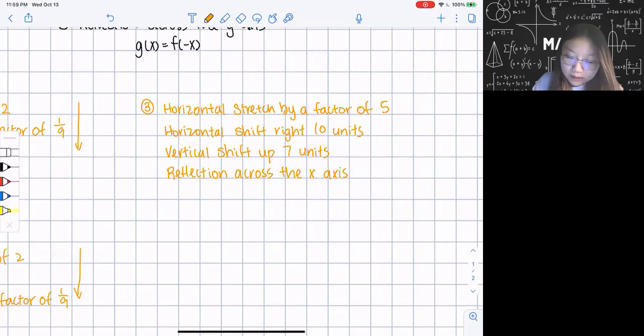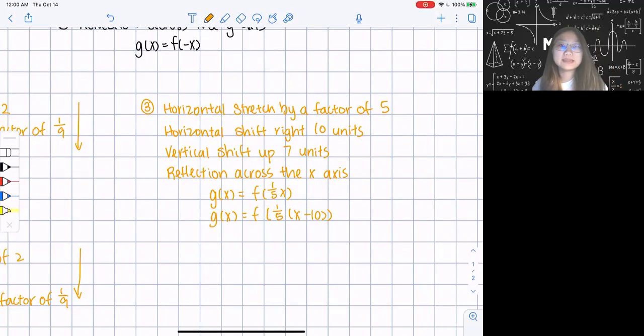So the first step, my g of x is gonna equal f of 1/5 of x, because the reciprocal of my factor is used for horizontal. And then g of x equals f of 1/5 of (x minus 10). See, I'm putting this minus 10 right next to my x, not next to my 1/5 of x, but next to my x. That's why I'm putting parentheses there. And then next step, g of x equals f of 1/5 (x minus 10) plus 7.